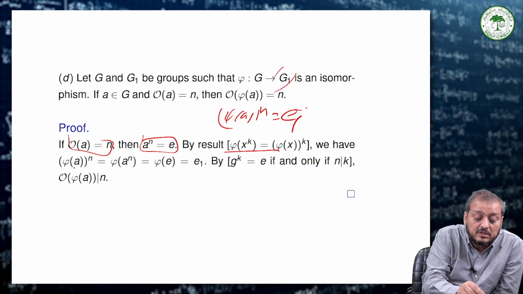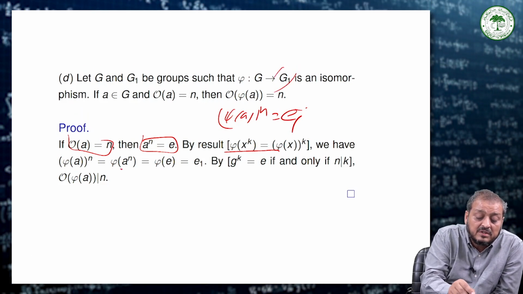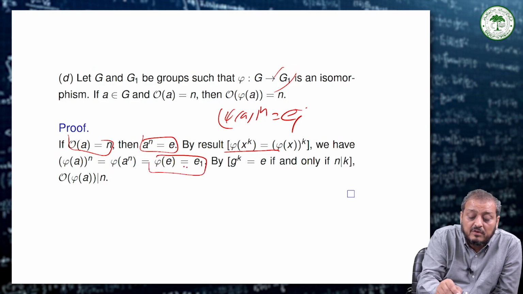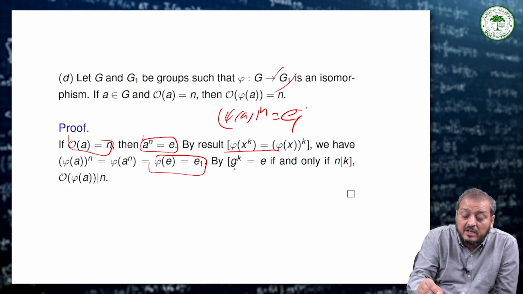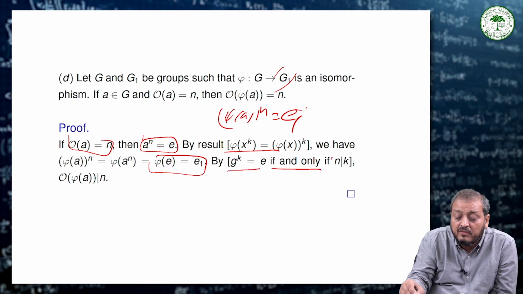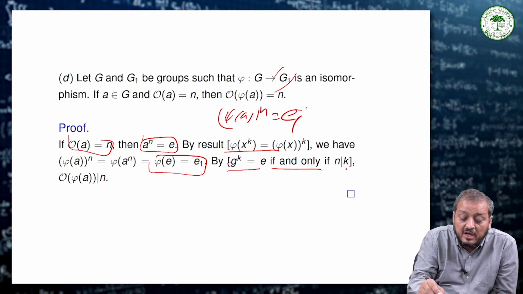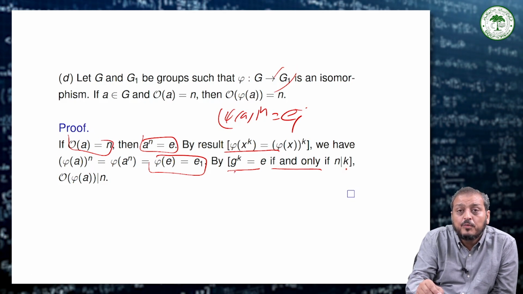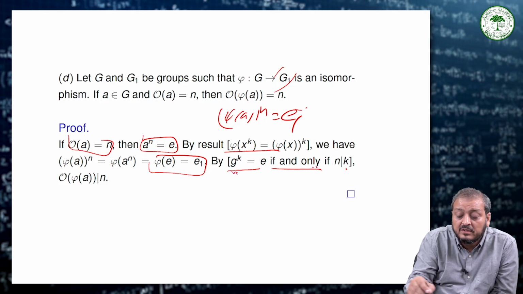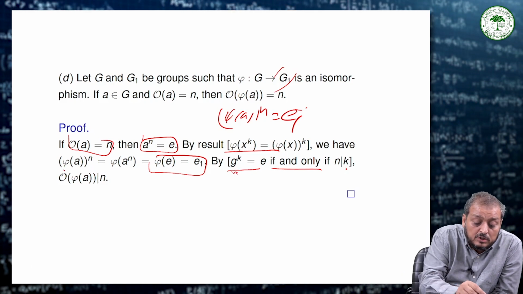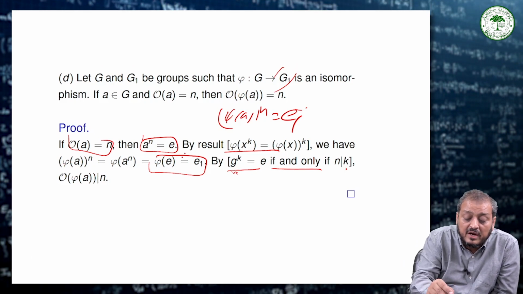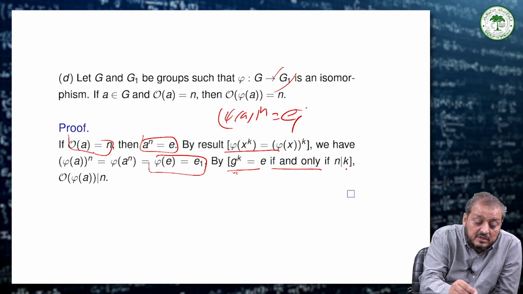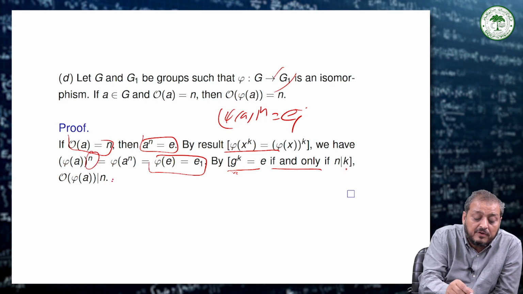So this can be the same as phi of A to the power n, and A to the power n is equal to identity, and you know that phi of E is equal to E1. And we said that G to the power k is equal to identity if and only if n divides k, where G is a finite group of order n. If phi of A to the power n is equal to identity, then the order of that element should divide this n. So this means the order of phi of A divides n.